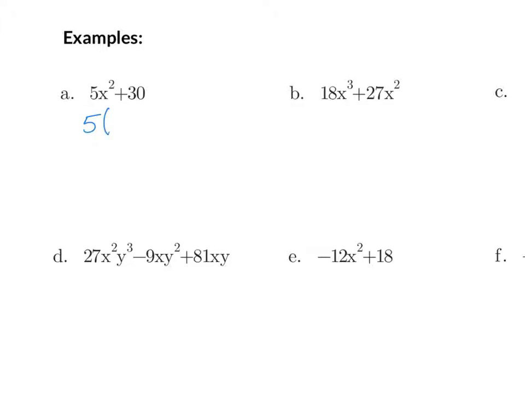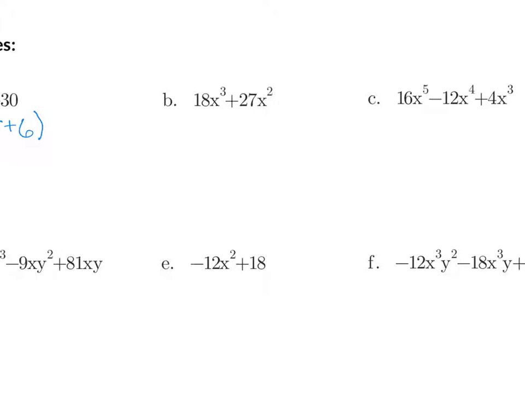So I'm going to write it to the left of a set of parentheses. And then inside the parentheses, I want to divide each term by 5. So 5x squared, if I divide by 5, the 5's cancel, leaving me with just x squared. And my second term, if I divide 30 by 5, I get 6. So we have 5 times x squared plus 6. And we're done. Let's look at example B.